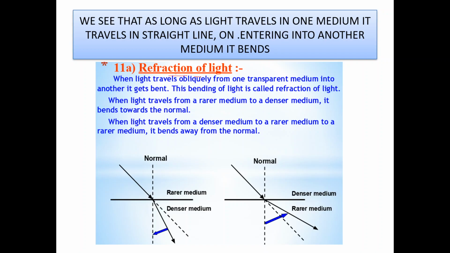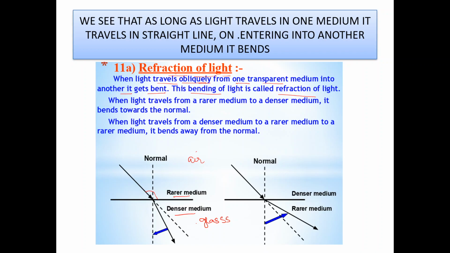How can you define refraction of light? When light travels obliquely from one transparent medium to another, it gets bent. This bending of light is called refraction. Here, what do you mean by obliquely? It means it is falling at a certain angle, from one transparent medium to another, that is air to water or air to glass. Air is a rarer medium and glass or water is a denser medium.